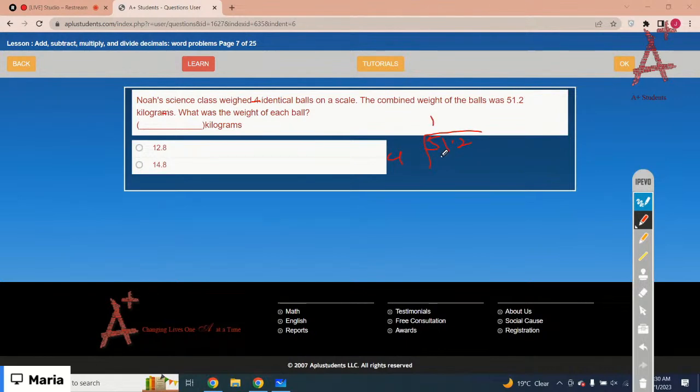Got it? 4 times 1 is 4. 4 times 2 is 8. Then just bring 2 down. 4 times 8 is 32. Got it? So the correct option is 12.8. Just select the correct option, then click on the OK button.